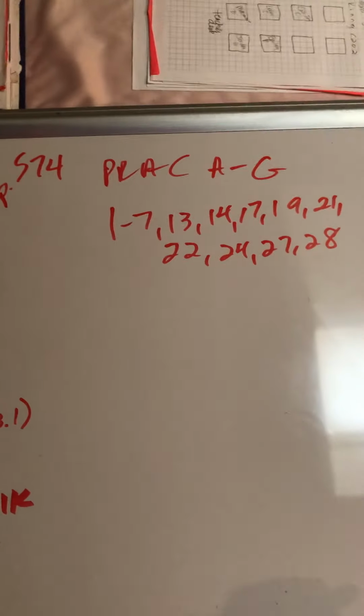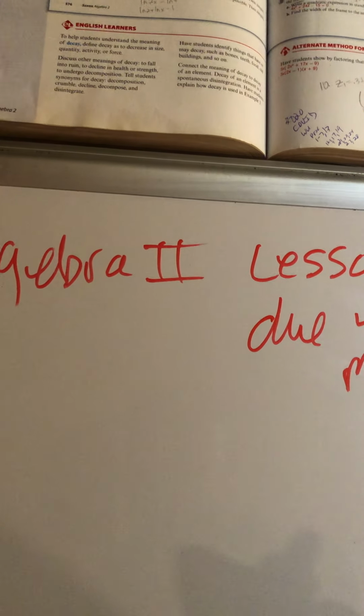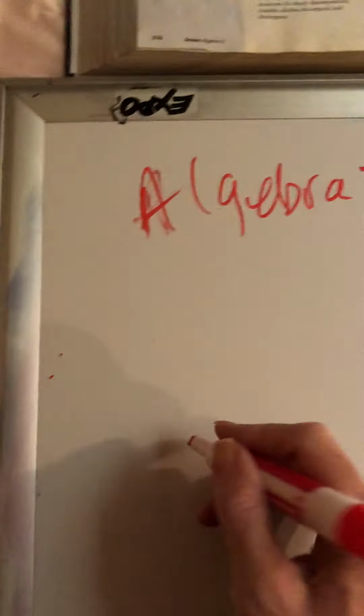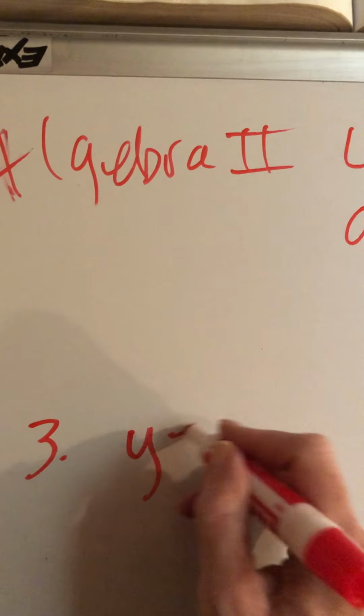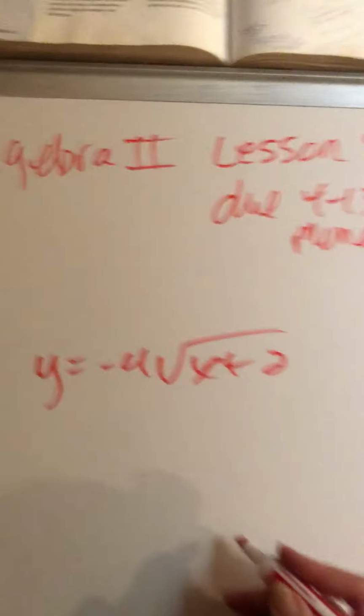Okay, and there's a couple of things I wanted to talk about on those. On number 1, just find the inverse. Number 2 is using the z-score. It's a formula. Number 3, you've got y equals negative 4 square root of x plus 2, and you're asked to find the domain and range.